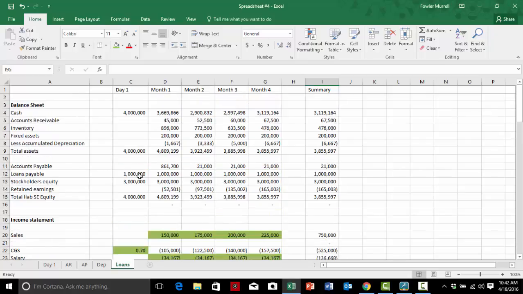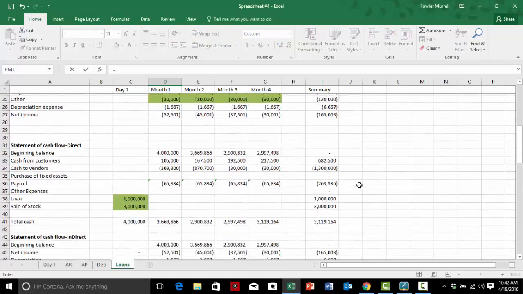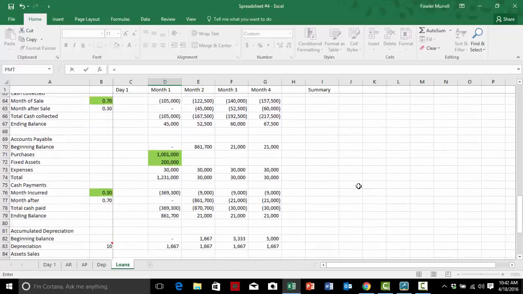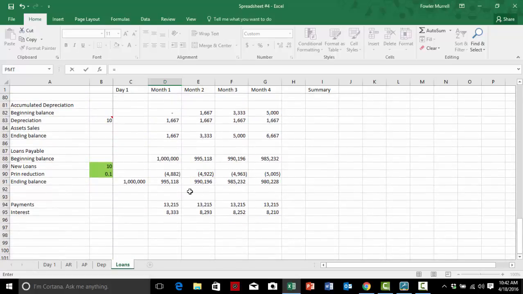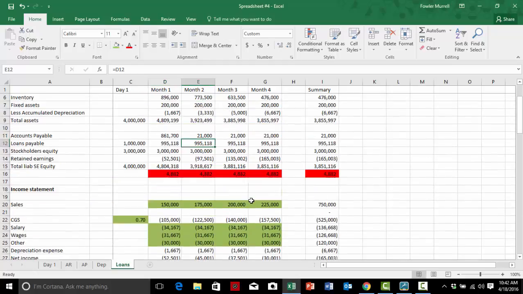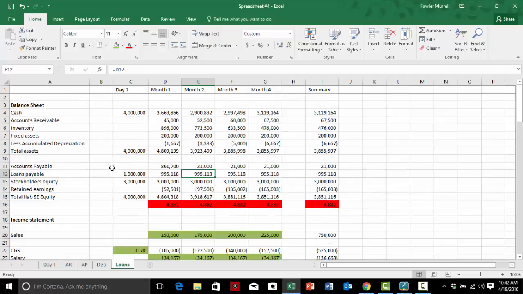Here's our loans payable amount. This is the month that this will be inserted. Month 1 already has an amount. Day 1 already has an amount. Month 1 now will have this amount, this ending balance. And you notice that the red comes in like it should.